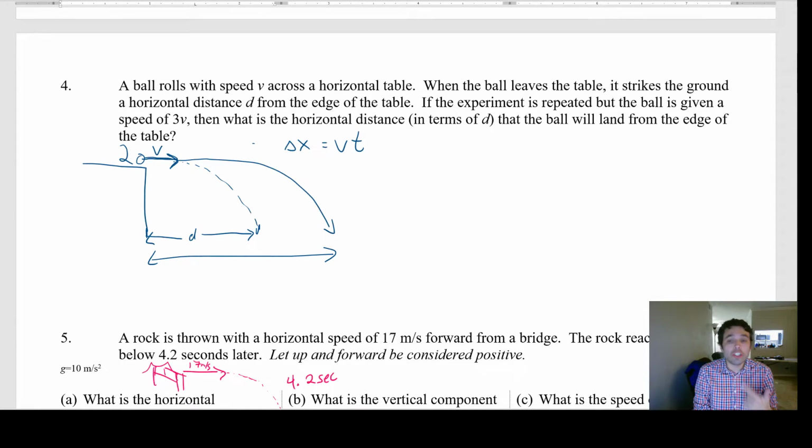So what is the relationship between delta x, the horizontal displacement this way, and velocity? Direct, inverse, quadratic, inverse square, root, or inverse root?